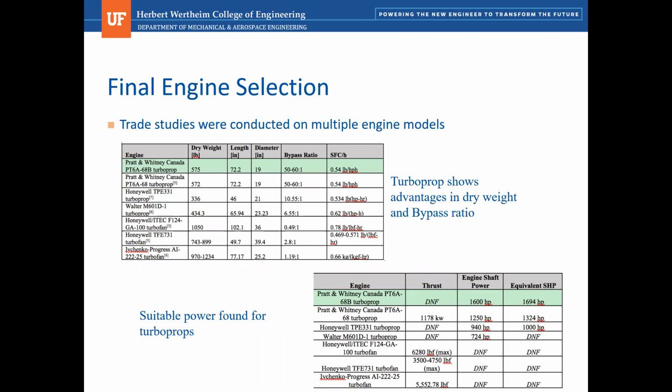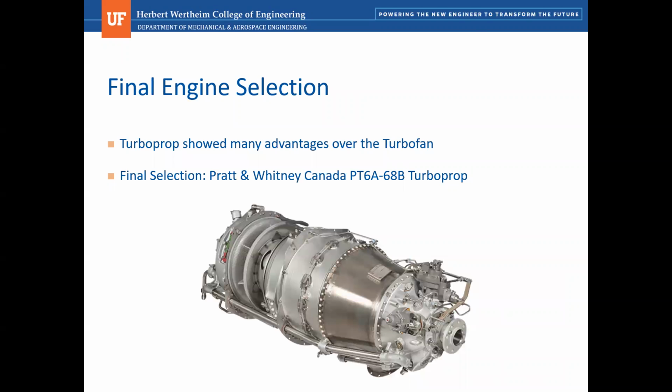The final selection tables can be seen below, and some trade studies were conducted. As can be seen, the turboprop engine shows advantages in dry weight as well as bypass ratio in the first chart, and suitable power was found for the turboprop engines over the turbofan engines seen in the second chart. For this reason, we chose the turboprop engine over the turbofan because it had many advantages in many of the key parameters. The final selection of our engine was the Pratt & Whitney Canada PT6A-68B turboprop engine, which can be seen here below.